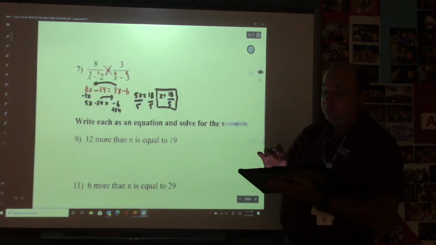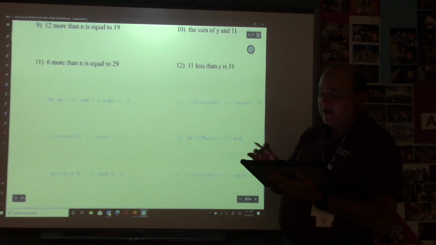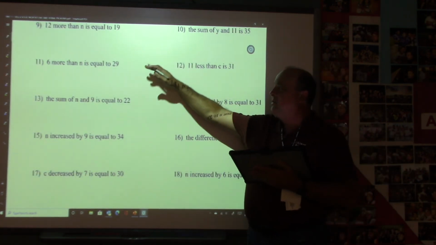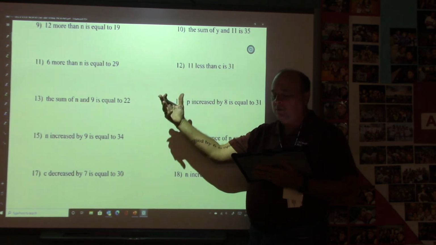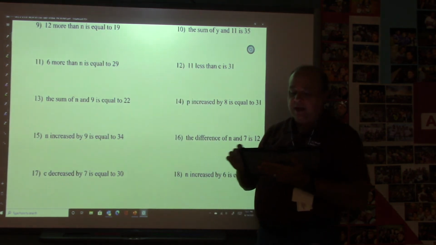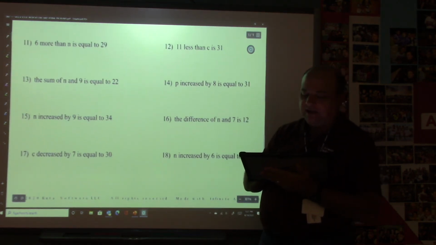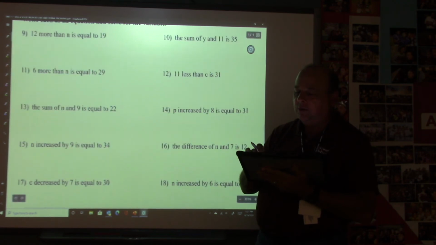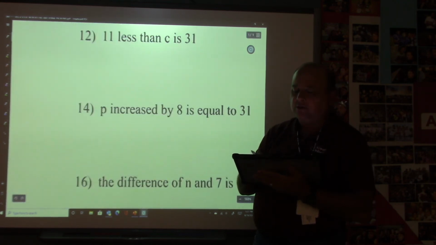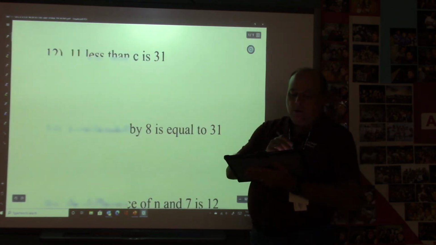Any questions? Pretty simple stuff. This is the same thing you've been having. We're changing a sentence to an equation and then getting the answer. So let's do one with a less than. The less than is going to be the hardest ones to do. Okay. I only see one less than here, so let's go to number 12.